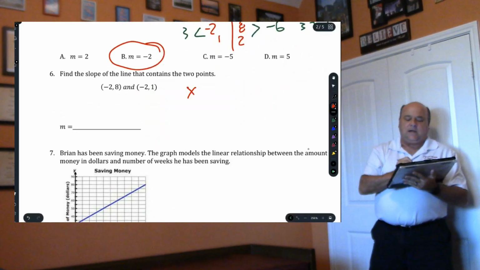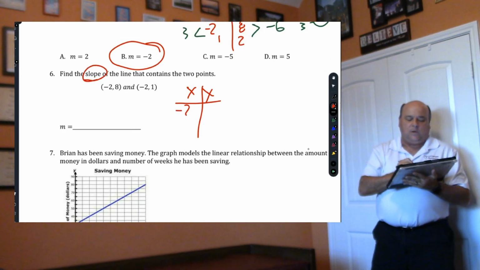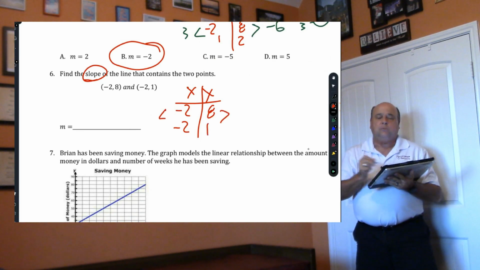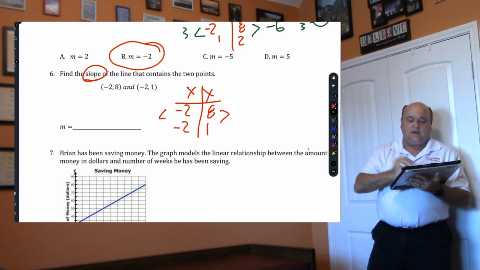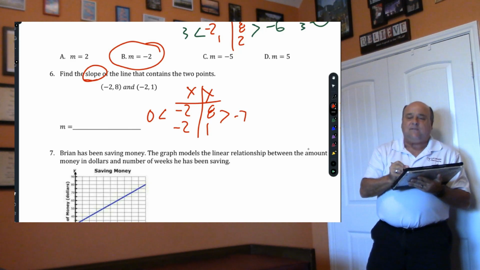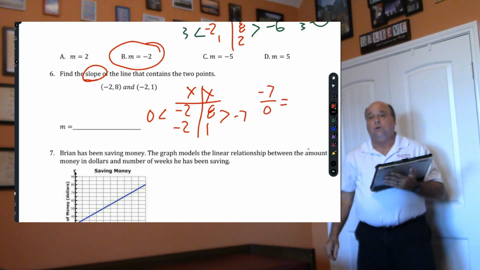Same thing. We're going to make an XYT chart. We want to know the slope of the line with those 2 points: negative 2 and 8, negative 2 and 1. Now then, this one's funky. Look at what happens when you subtract. What's the difference from negative 2 to negative 2? It's 0. From 8 to 1 is negative 7. If I make my slope, I get this. I can't divide by 0.